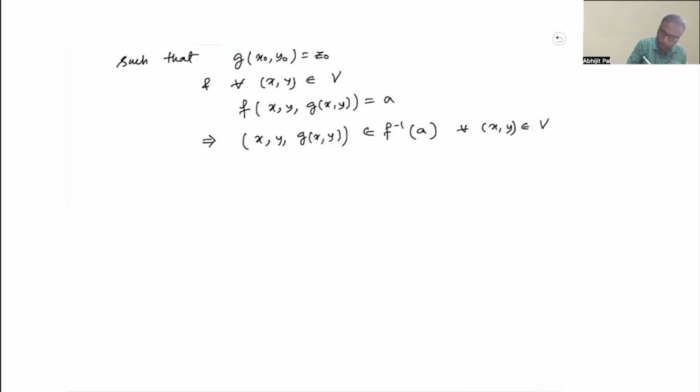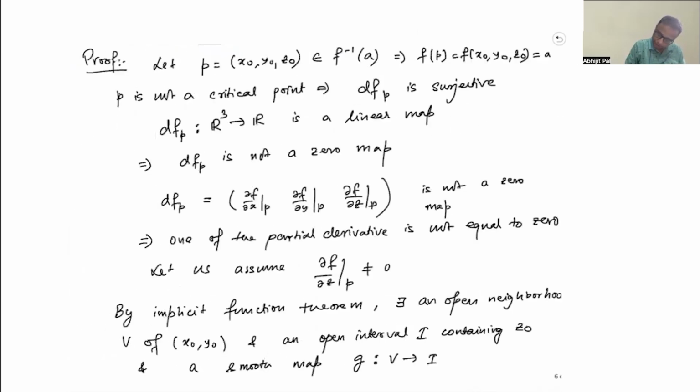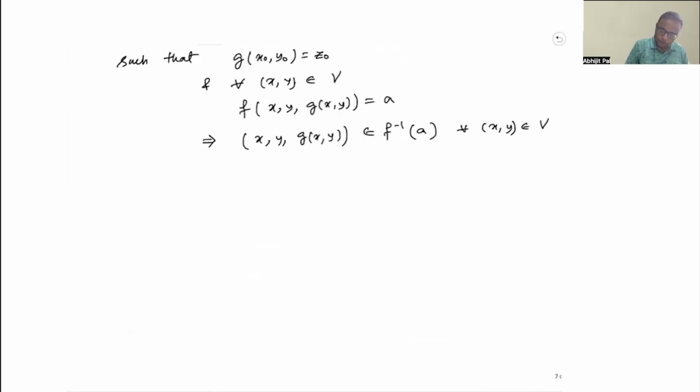So now, this B is an open neighborhood of (x naught, y naught) in R2, and this open interval I is contained in R. So we have a map G from this open set B to I, and f of (x, y, G(x, y)) is equal to a.